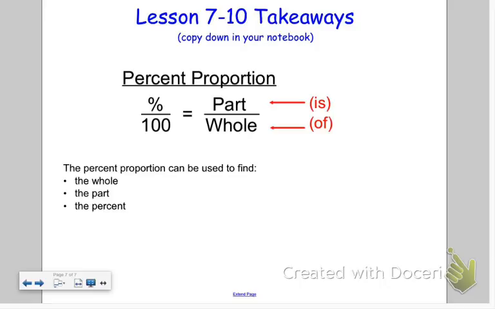Okay, so here are your takeaways. Basically, what's most important is knowing the setup of the percent proportion. Your percent is always over 100, and your part is always over your whole. And if you remember those keywords, is and of, they can help you to figure out which one's your part and which one's your whole. So the percent proportion can be used to find any of those three things. The 100, that's always going to be there. That's always going to stay the same. But the percent, the part, the whole, they could be changed around, and you would have to figure out which one's missing, what other two do I have, and then you can go ahead and solve it.